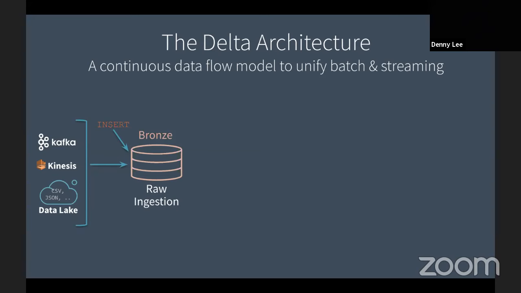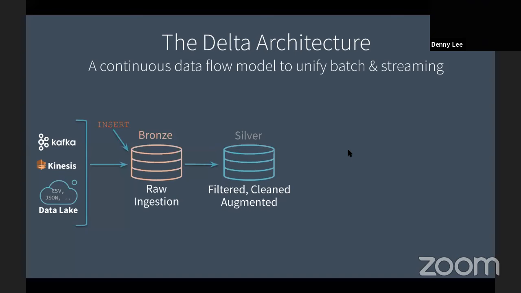So what ends up happening here is that you have that, okay? Then you have silver, right? The silver basically is filtered, cleaned, augmented data, okay? And so what that means is that when you process the data, you can filter out, for sake of argument, all the logins that you don't need or whatever else that you want to do, okay? You can clean the data and augment it with additional information from other sources, and you can combine that together, okay?